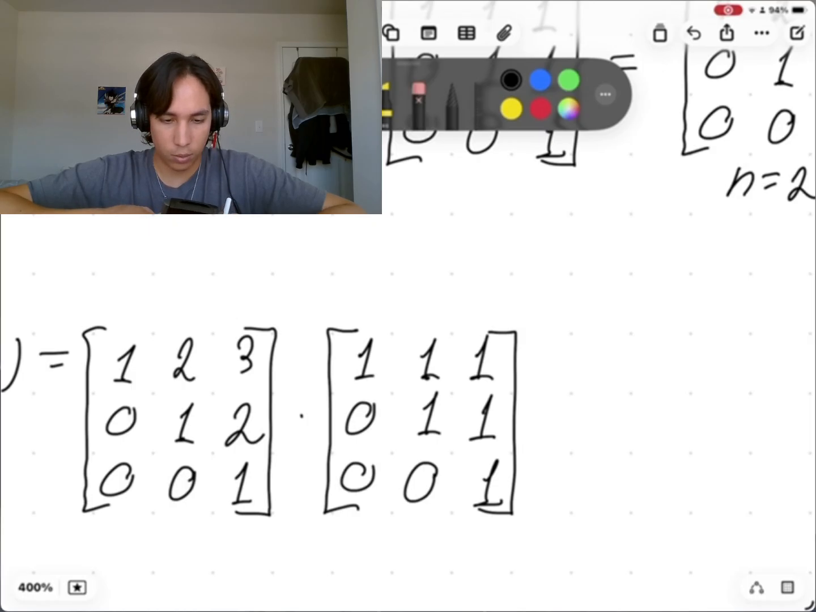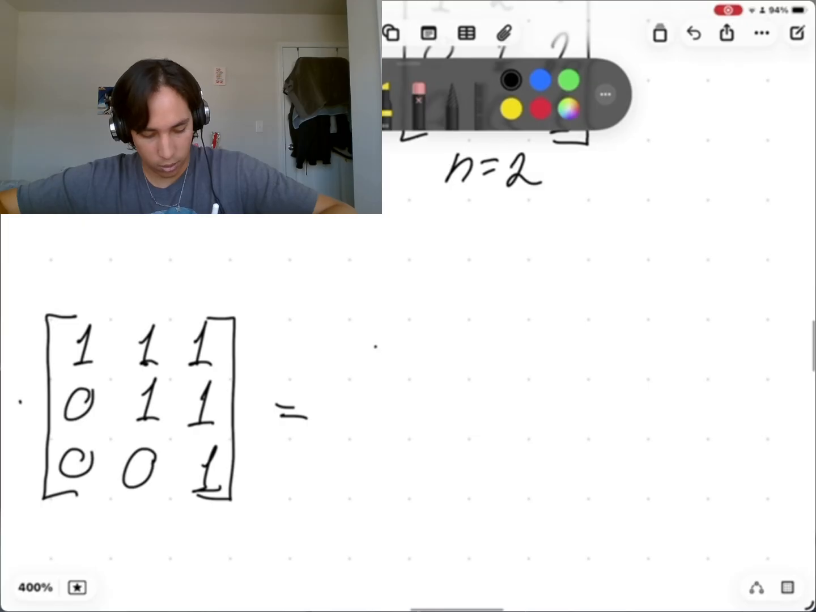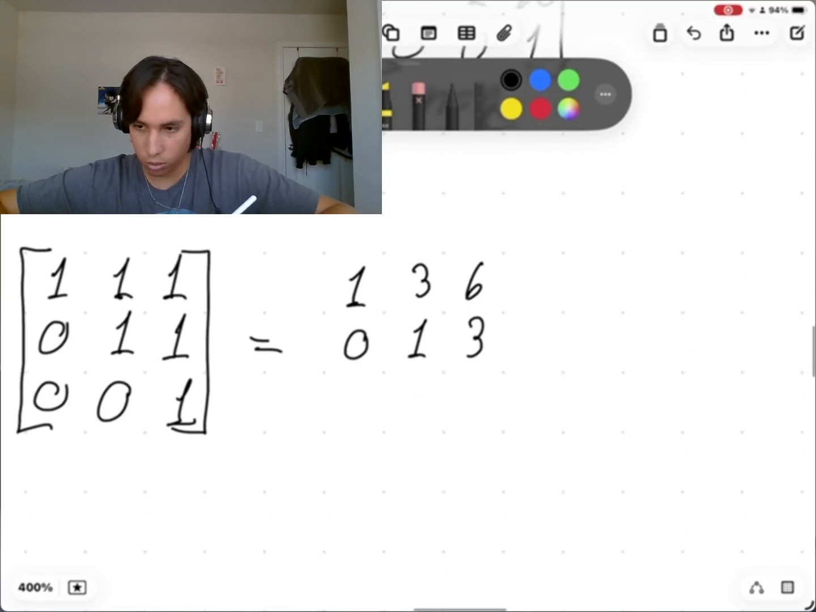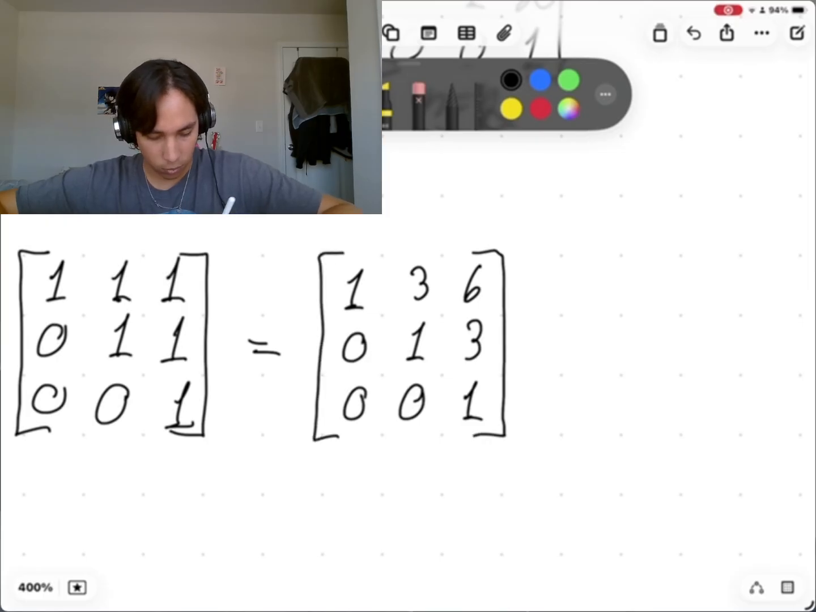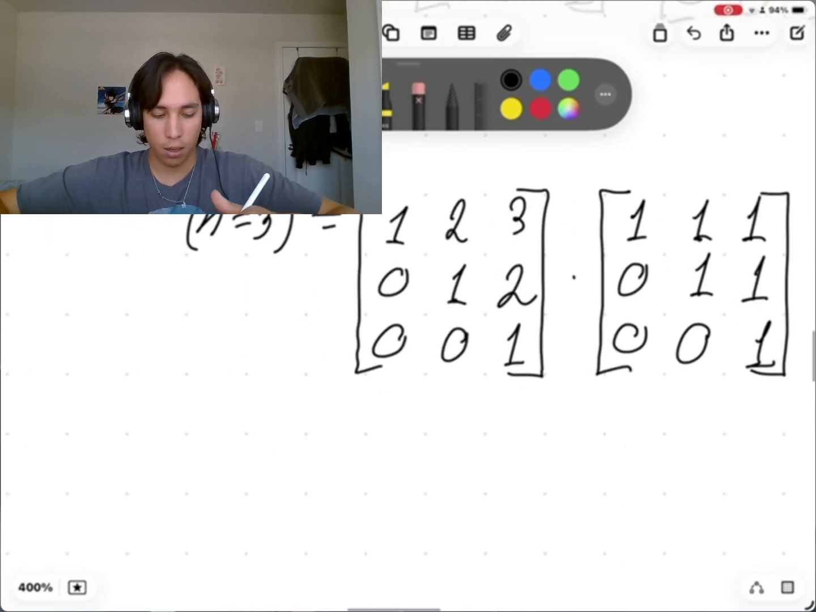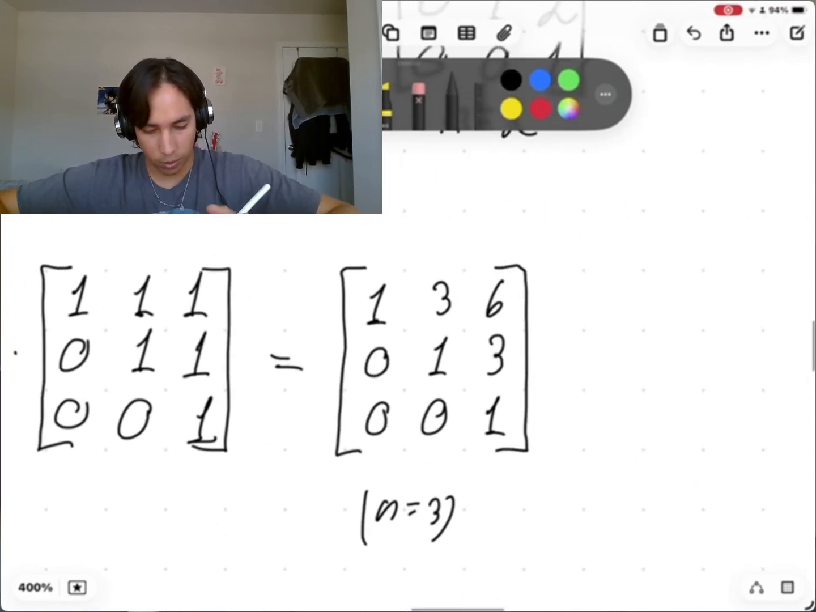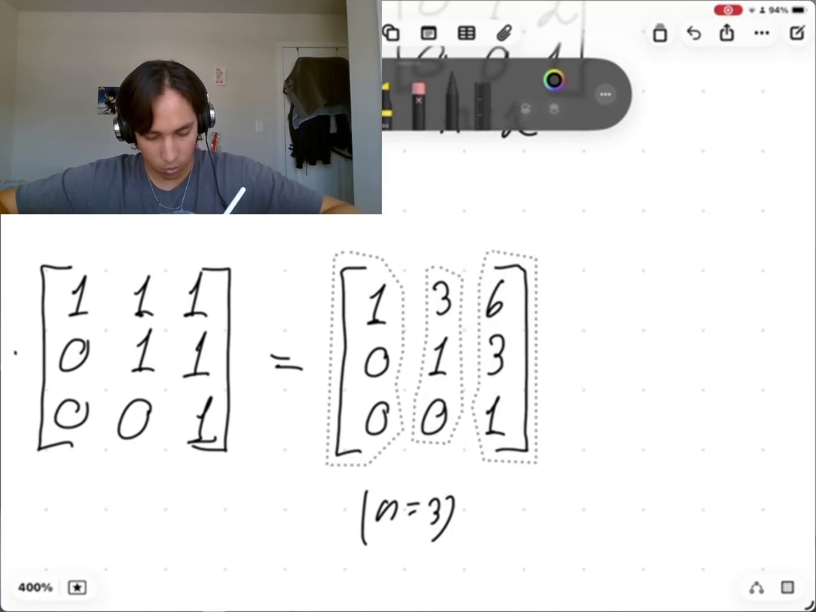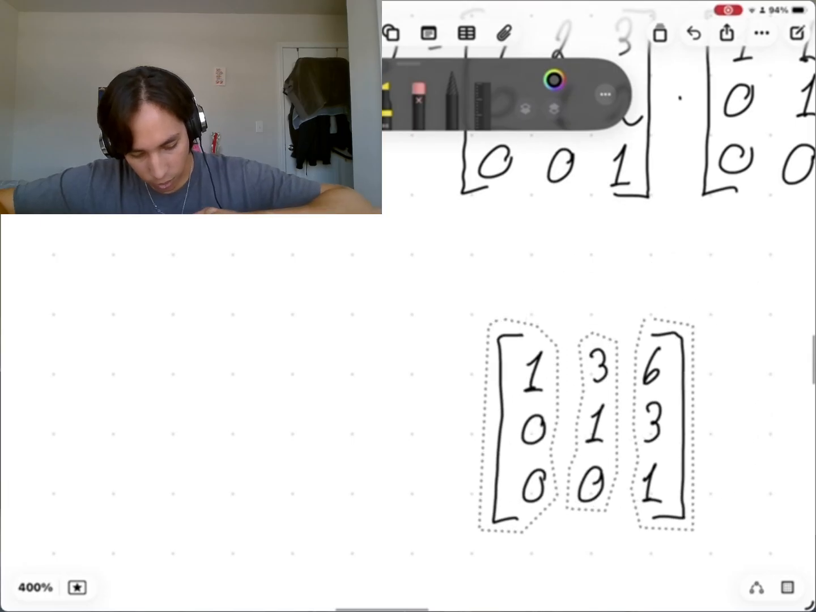And we do A times B, and we get 1, 3, 6, 0, 1, 3, 0, 0, 1. From here you might be able to pick out some of the format of the final general form of the matrix, if n equals 3, just to see it better. But I'm going to do one or two more, just to be sure. You can never have too many cases.